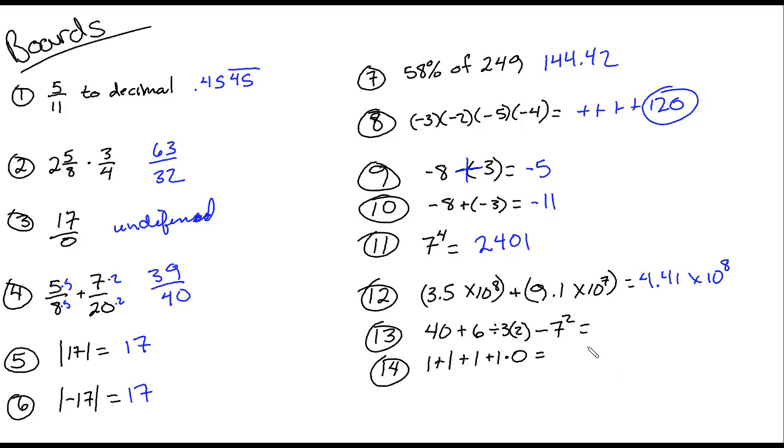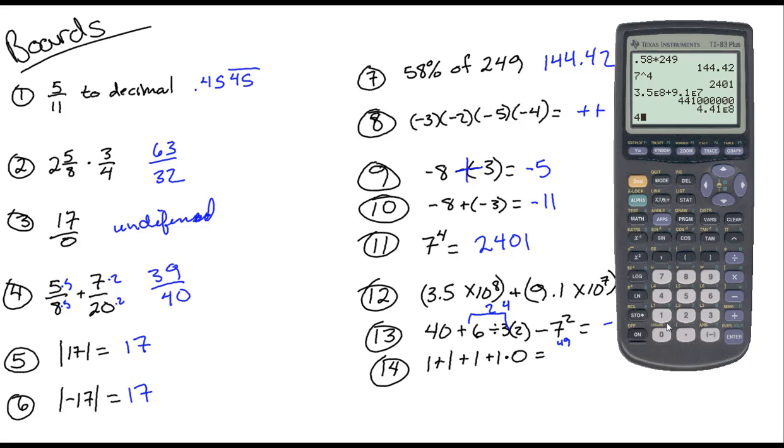Good. Order of operations problem. Word of caution, do not do this 3 times 2 first. This is 6 divided by 3 is 2 times 2 is a 4. 40 plus 4 is 44 minus 49 is a minus 5. Now you should note that you can do that in your calculator straight across. Plus 6 divided by 3 times 2 minus 7 to the 2nd power. Oh, let's get that off of scientific notation. That was funny. Go back to normal. It put everything in scientific notation. Good. So the number -5.